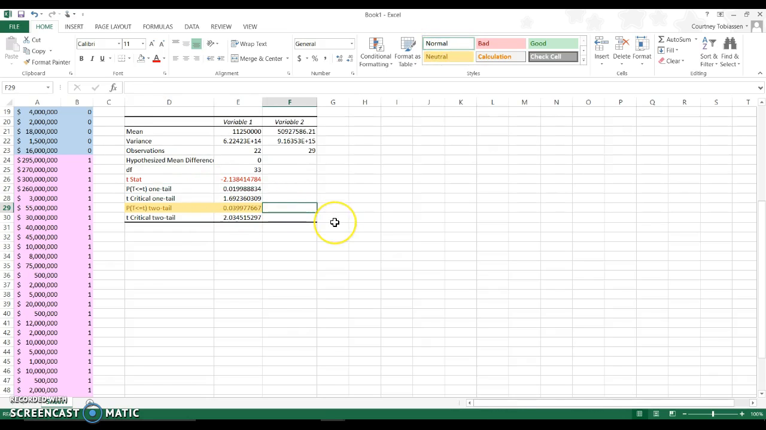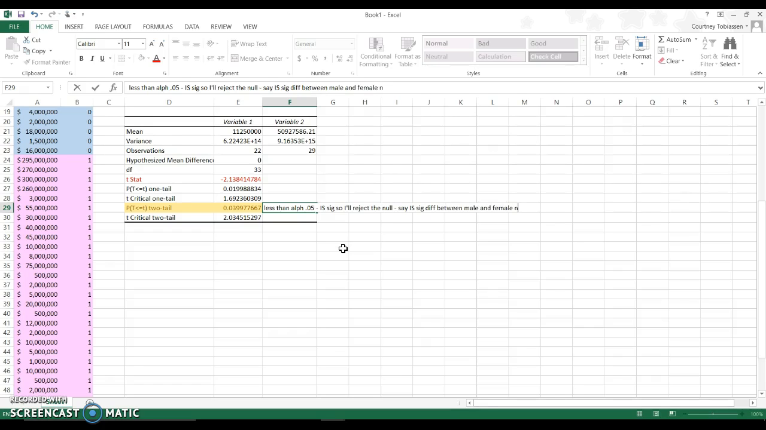This right here is my p-value. I'm going to say that we're 95% confident, in which case the p-value of 0.04 is less than my alpha of 0.05, meaning it is significant. So I'm going to reject the null and say that there is a significant difference between male and female net worth.